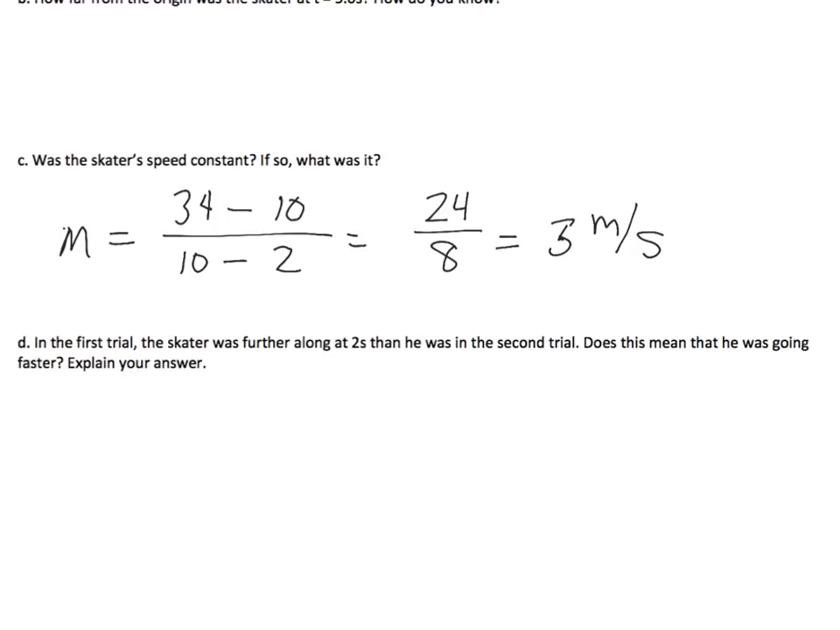The other piece of that is just thinking about our intercepts. Here at time equals 0, we were at 4 meters. In the previous one, at time equals 0, we were already at 10 meters. So in question 1, the reason the skater was further along at 2 seconds was that he was way further along at 0 seconds. So thinking about the slopes, thinking about our intercepts, those are great pieces of evidence, and then we can connect that with an explanation.